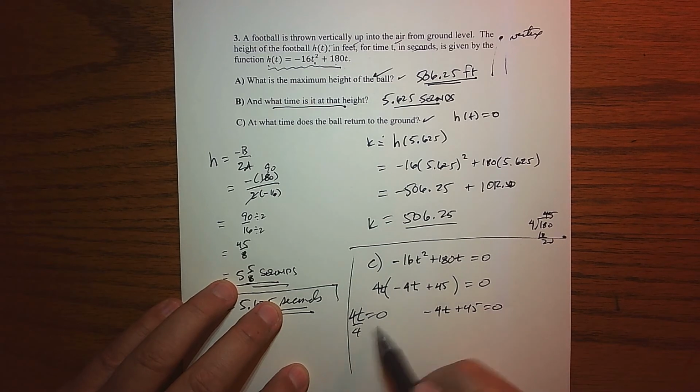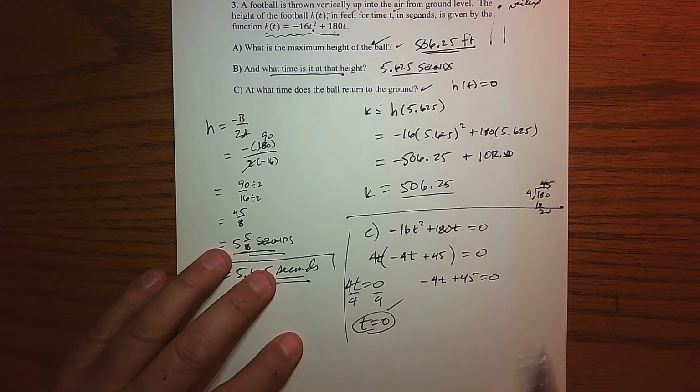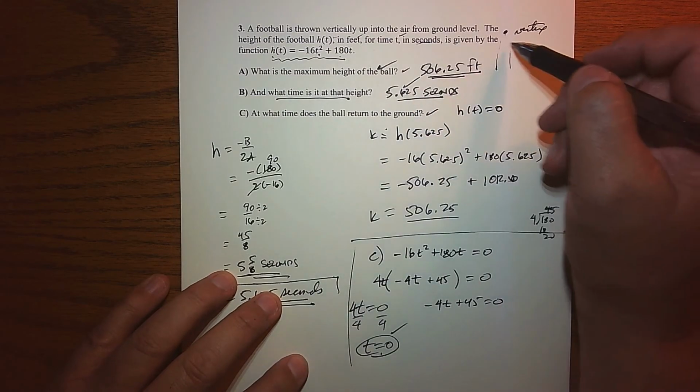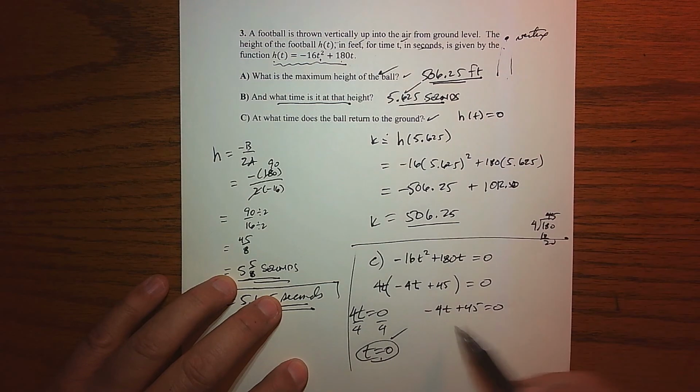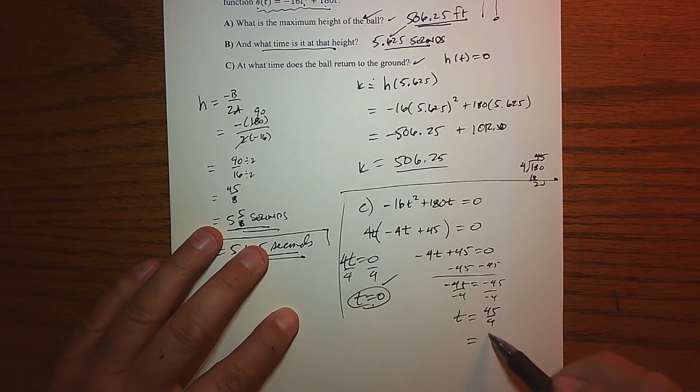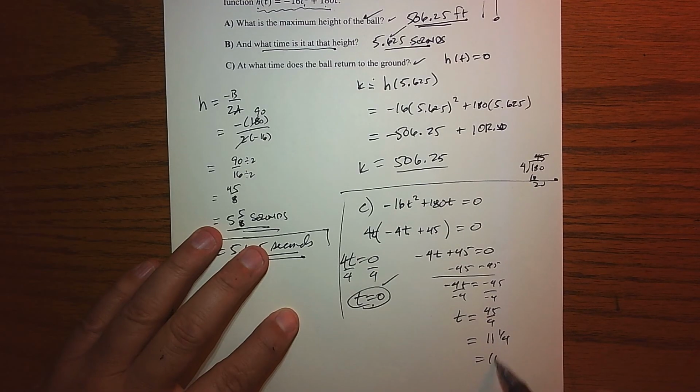And so if we divide both sides by 4, one of the times that it's on the ground is at time equals 0. So that makes sense because that means at the very initial moment, we basically shot the ball upwards from ground level. So at the beginning, it was at ground level. It went up 5.625 seconds. It reached its highest point, and then it came back down. And so if we subtract 45 from both sides, the value we get from here is where it comes back and returns to the ground. Divide both sides by negative 4, and we get t equals 45 over 4, which I believe is 11 1/4. I don't need my calculator for that.